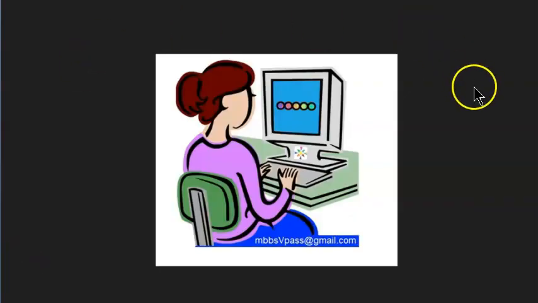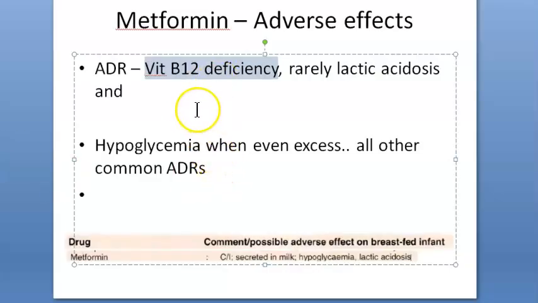So that's why, when they're giving metformin, sometimes combination tablets are available, but metformin is available with vitamin B12. So metformin causes vitamin B12 deficiency. Along with metformin, free of cost they are giving vitamin B12 also.